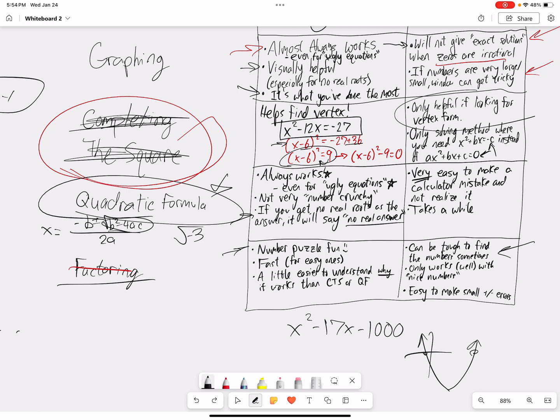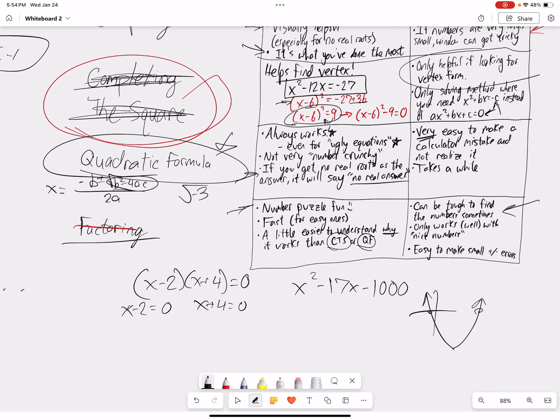It's a little easier to understand why it works than completing the square or the quadratic formula, because you have two things multiplying to get 0. So that means one of them's got to be 0, at least one. Either x plus 2 is 0, or x minus 2 is 0, or x plus 4 is 0, or both. But then you solve for your zeros and you're all set.